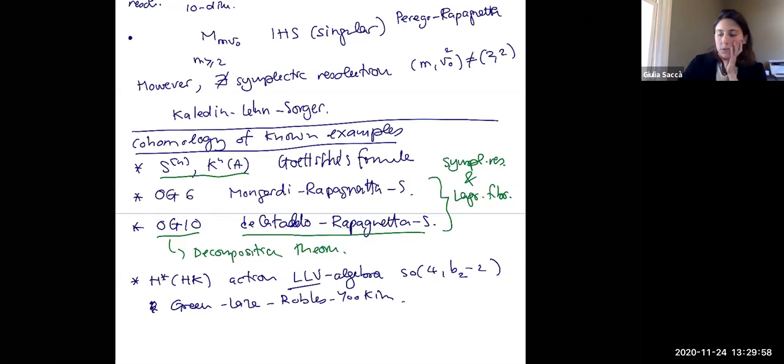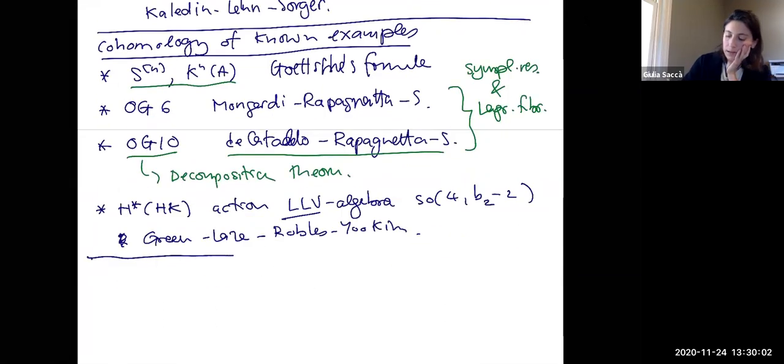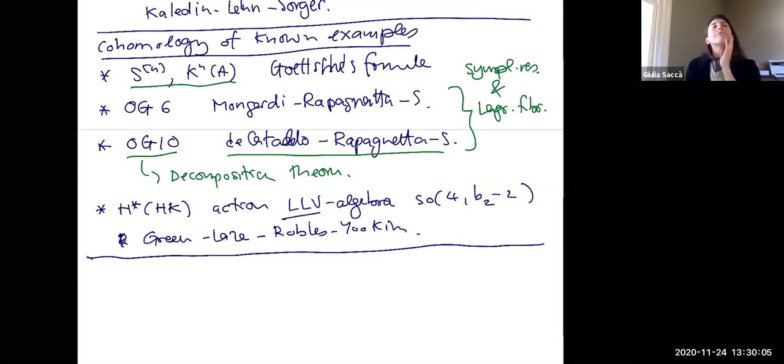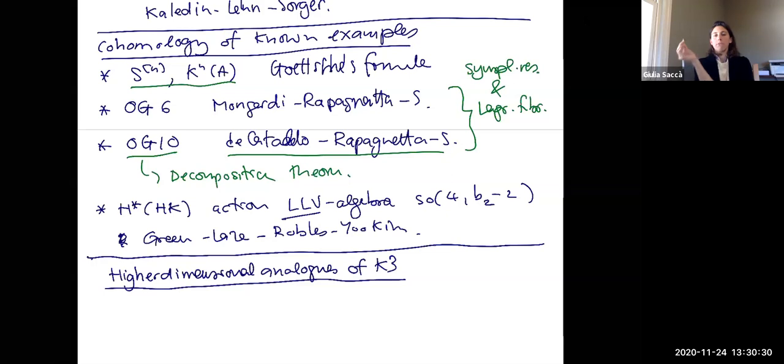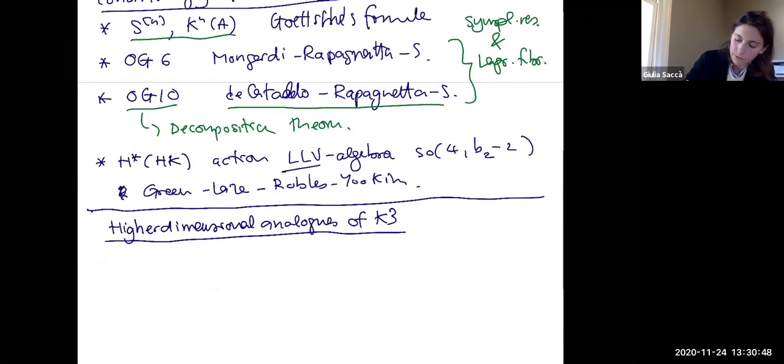That was a little bit of general background. One of the themes that come up when you study these compact hyperkähler manifolds is how much they are higher dimensional analogs of K3s. I will say a few facts that hold trivially, or maybe not so trivially, for K3 surfaces and hold surprisingly also for these higher dimensional hyperkählers.